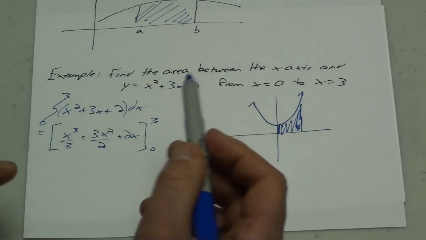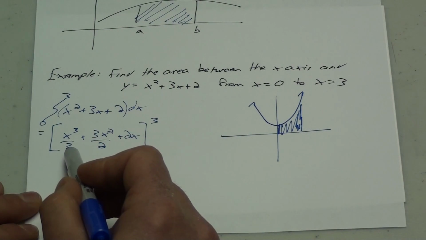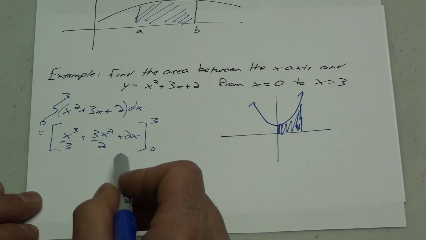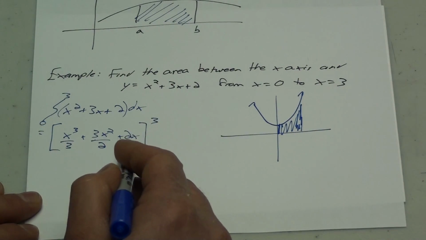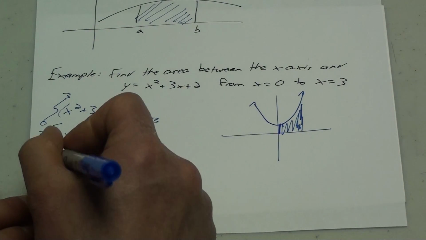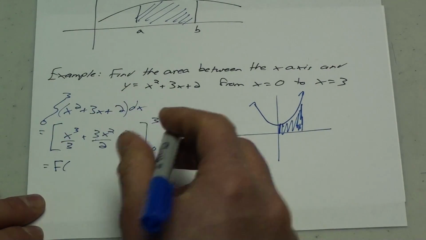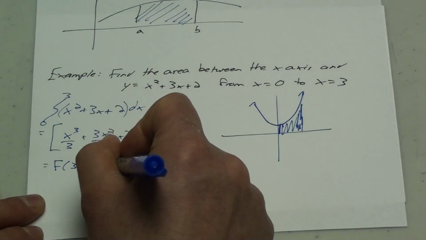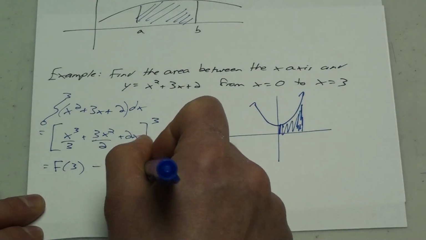So when doing the antiderivative, I raise my exponent and divide by the increased exponent. Raise the exponent, divide by the increased exponent. Raise the exponent, and here I'll be divided by 1. Now I'm going to be taking my antiderivative and plugging in my interval, so antiderivative at 3, subtracting away the antiderivative at the lower interval, which was 0.